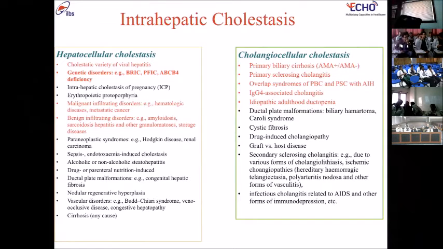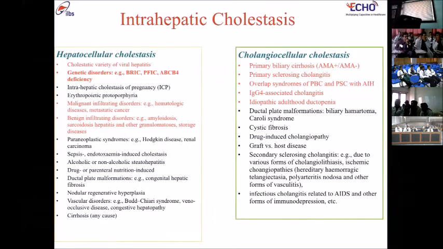Then the benign infiltrative causes, such as amyloidosis, sarcoid, or tuberculosis, and other granulomatous diseases such as histoplasmosis, can cause elevation of the alkaline phosphatase. And then paraneoplastic syndromes such as Hodgkin's, then renal carcinoma, and sepsis can cause intrahepatic cholestasis. Mild elevation can be seen in alcoholic or non-alcoholic steatohepatitis.